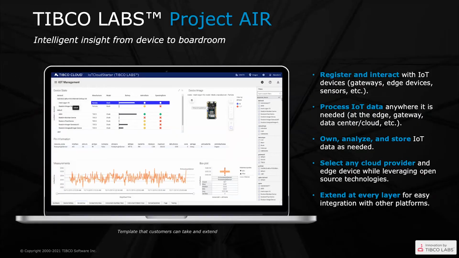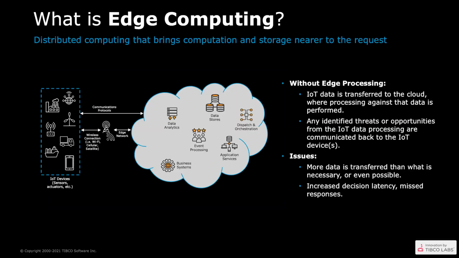So, what is Project AIR? Project AIR is a platform that allows you to register and interact with IoT devices, build data pipelines at the edge and at the cloud to process your IoT data in any way you need. It allows you to keep ownership of your IoT data, analyze the data at the edge and in the cloud, and store it wherever you need it. Project AIR is extremely flexible, so you can deploy it in any cloud ecosystem of your preference, and it is highly extensible, so you can easily integrate it with other platforms in your ecosystem as well.